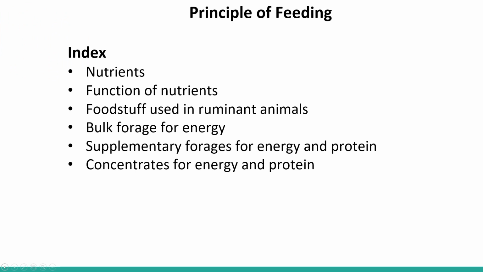So in this session, we are going to cover the following topics. Nutrients, different types of nutrients. What are the functions of nutrients? Foodstuff used in ruminant animals. Bulk forage for energy, supplementary forage for the energy and protein, and concentrate for the energy and protein. So these are the different topics we are going to cover in this particular session. So let us start the session.